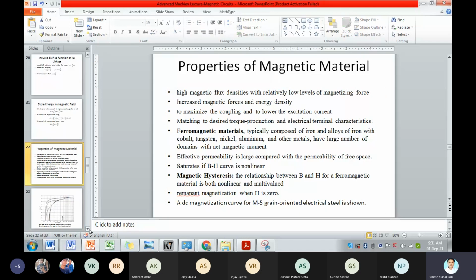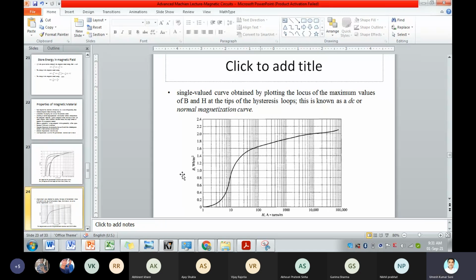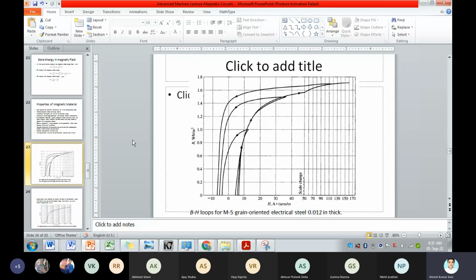Suppose here we have the DC magnetization curve, and this is obtained by plotting the different peak points of the hysteresis curve. So here we have the BH loop for M5 grain oriented steel. Here we can see that when we are increasing the magnetic field intensity or current to a certain level, it saturates, meaning the flux density becomes constant after some value of H.